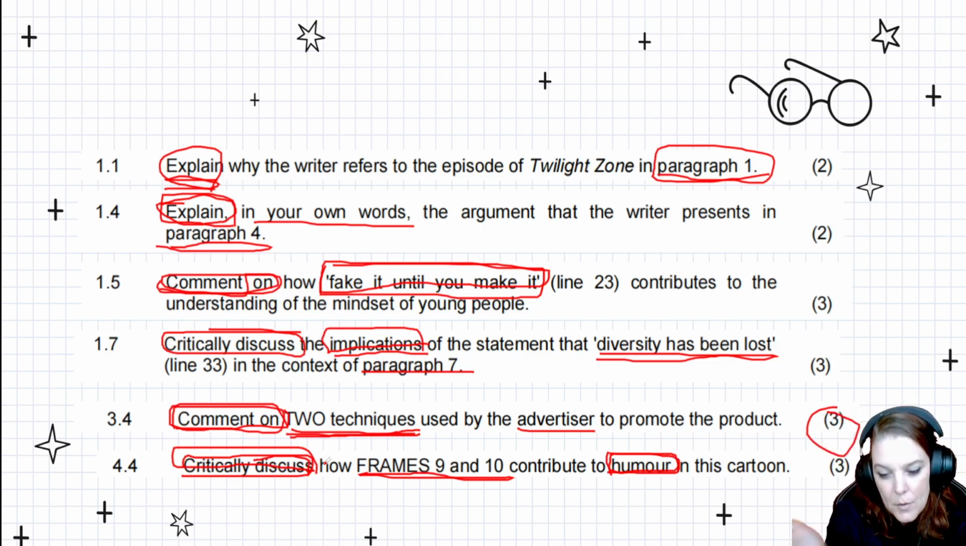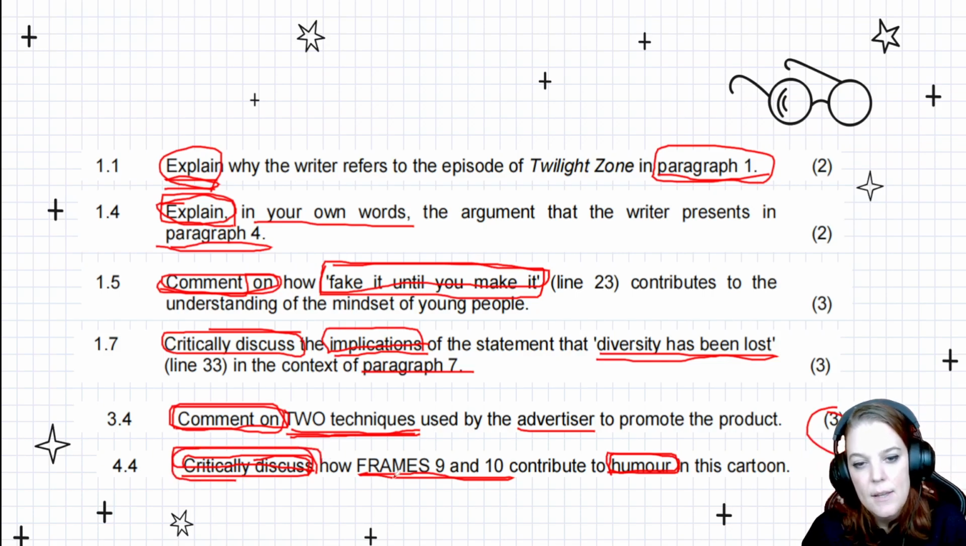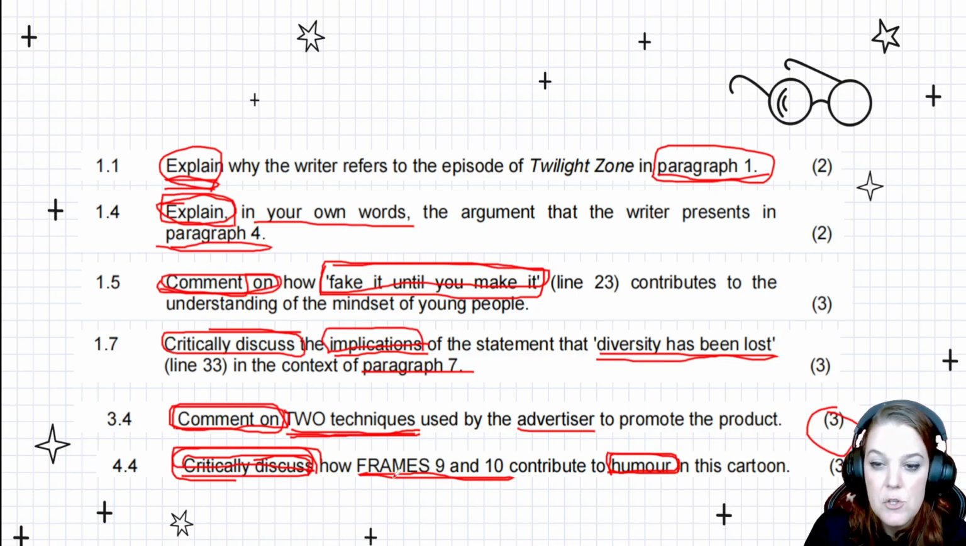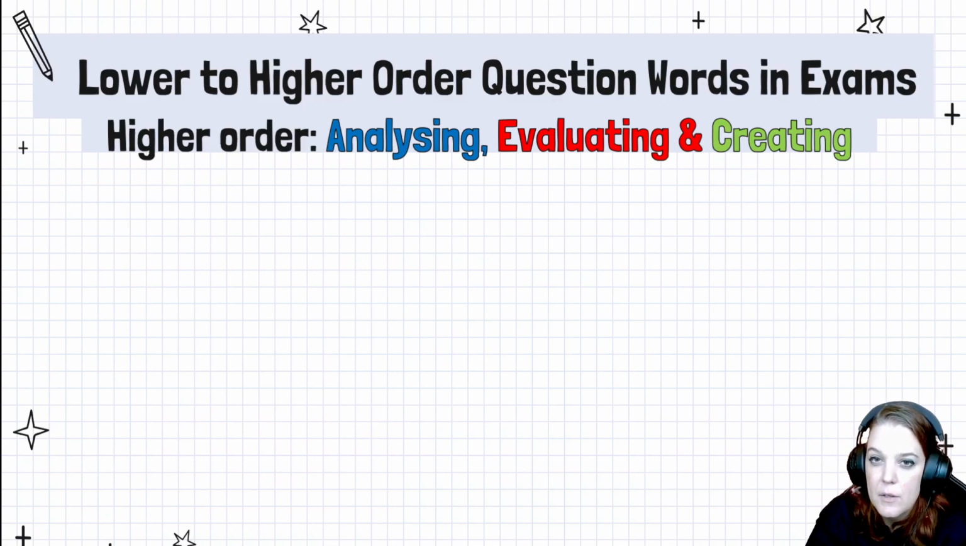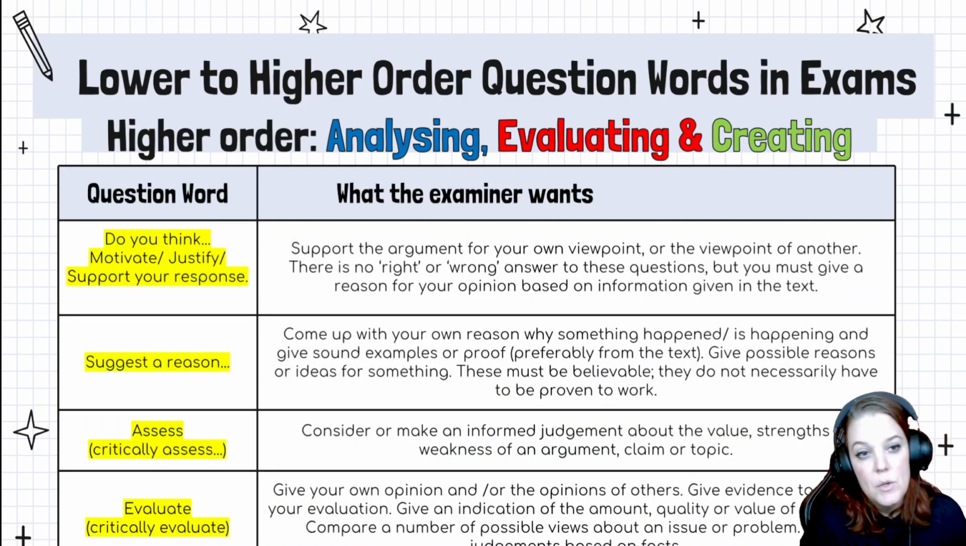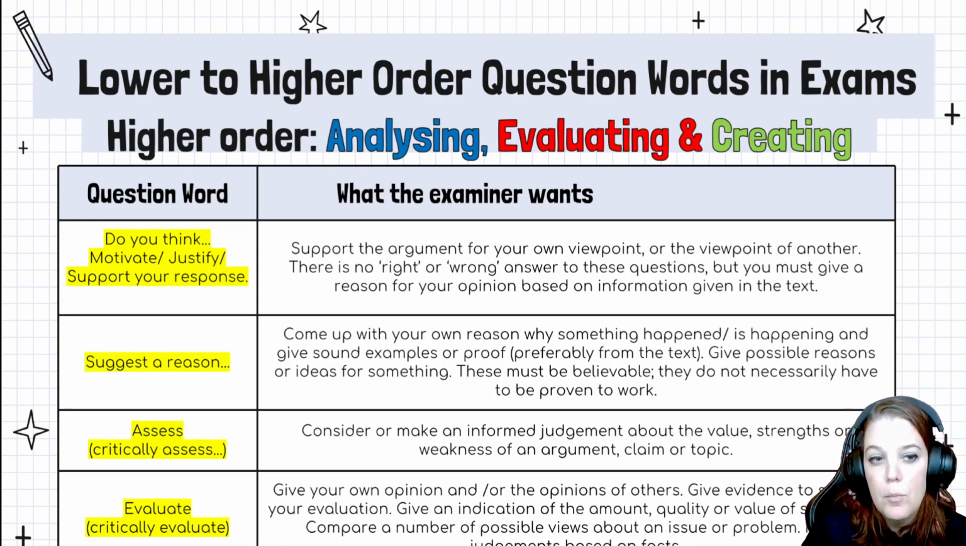Again, we don't have the question paper in front of us, but it's important to identify the question words here and to focus on the frame or the information that they're asking of us. Also take note of the mark allocation here. These are some of our higher order or trickier questions when we're looking at these question papers. A lot of words that you'll find are motivate, or justify, or support your response, suggest a reason.